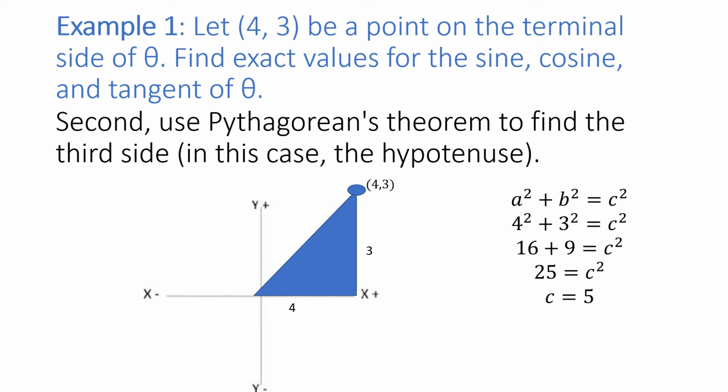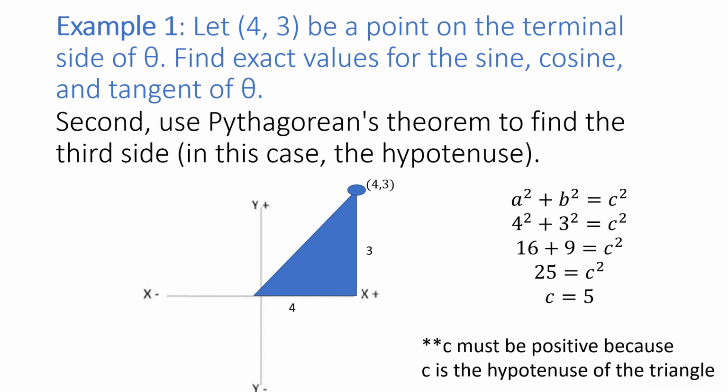Now, technically, c is plus or minus 5. But because c is the hypotenuse, your hypotenuse always has to be positive. So I know that my hypotenuse is 5, and then I just throw that into my triangle to complete my triangle.